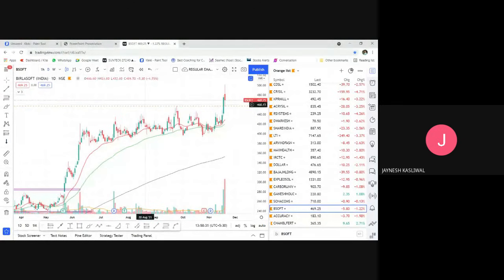Today's session is all about breakout trading and how you should trade breakouts effectively, and how you can avoid false breakouts, how you can increase your position during breakouts.